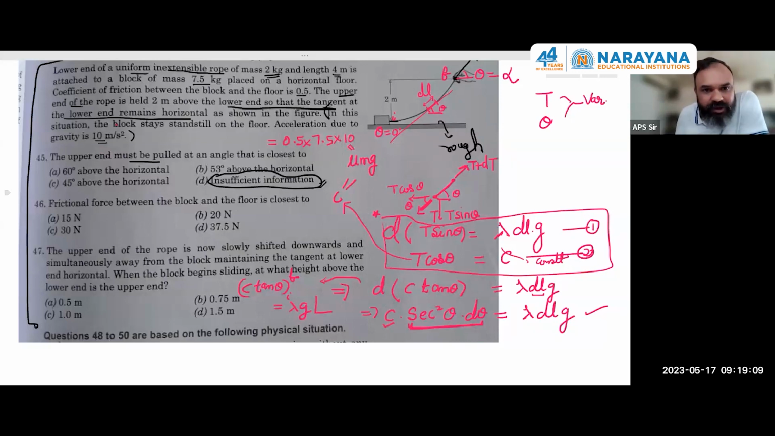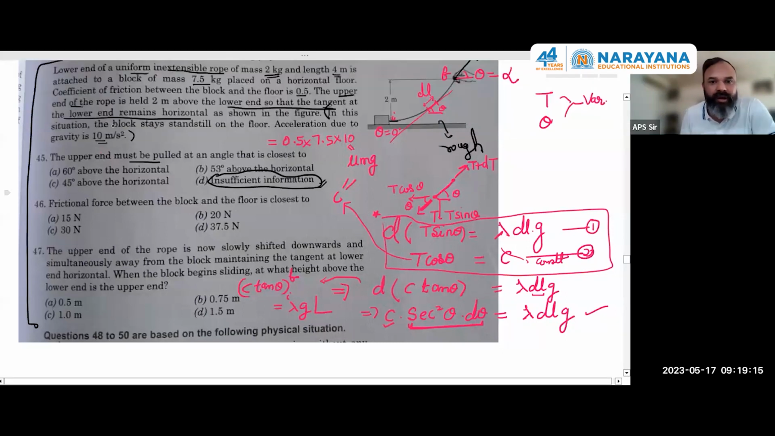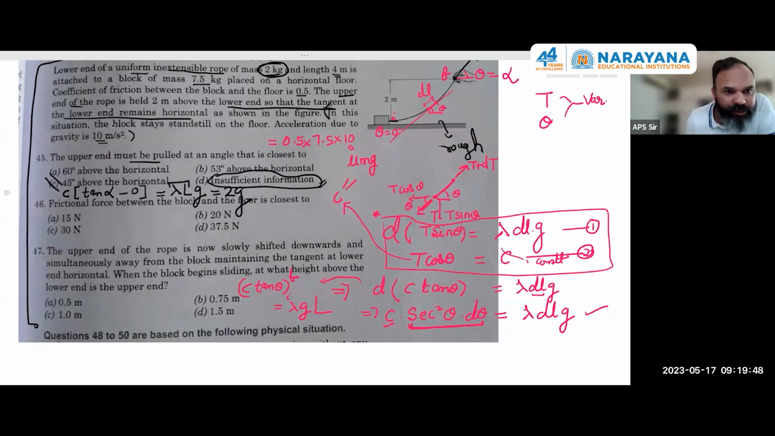So tell me, in the first question, everything is known now. So I'll just substitute all the data for all of you to get the answer. You know the value of C. You are interested in tan theta final, that is tan alpha, minus tan theta initial, that is 0, is equal to RHS, which is lambda into G into total length. So lambda into total length into G. And the mass of the rope as such was given to you, 2 kg. So this is the total mass. So this becomes 2G. And LHS as such becomes C tan alpha.